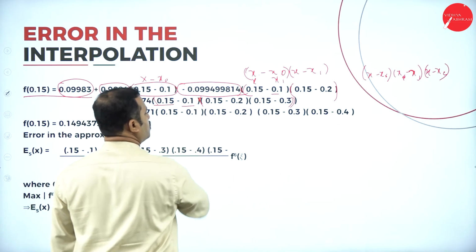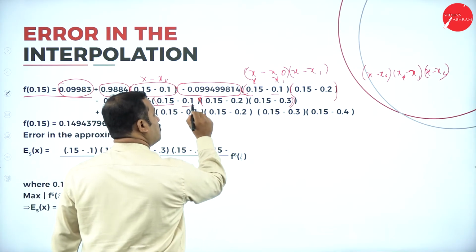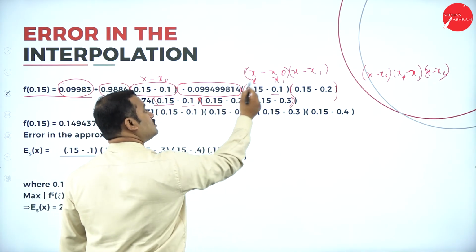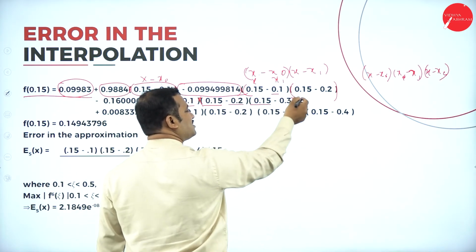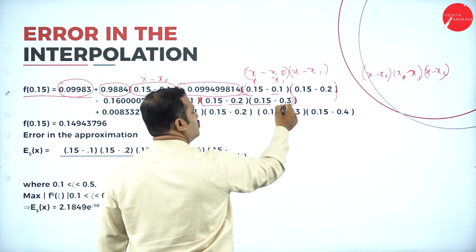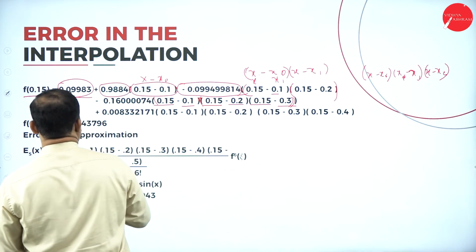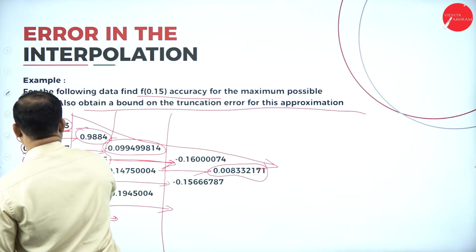What is x0? 0.1. What is x minus x1? x is 0.15 and x1 is 0.2. What is x2? That is 0.3 in this table. In this table, it is 0.3.